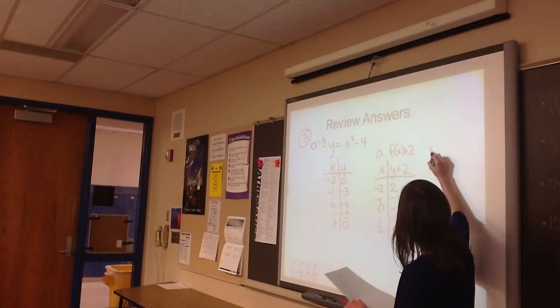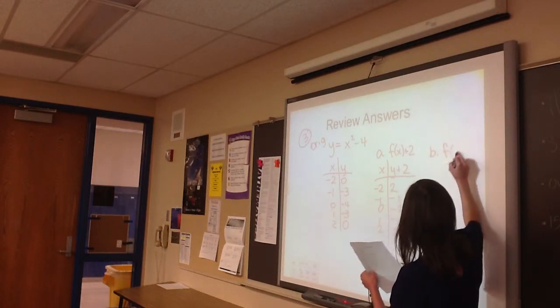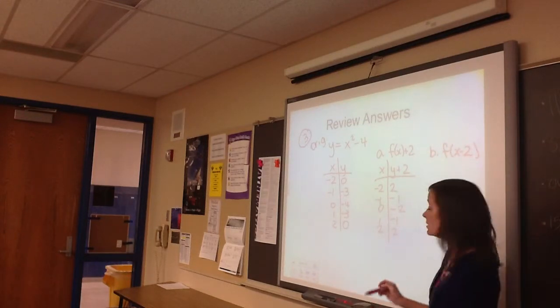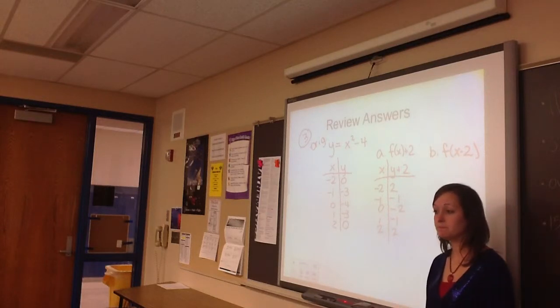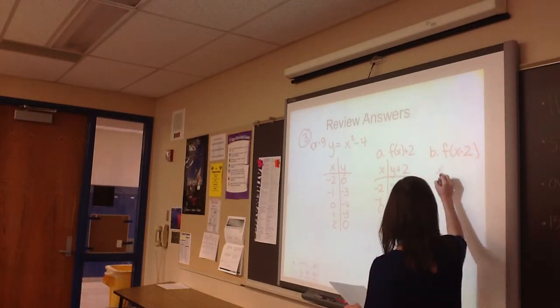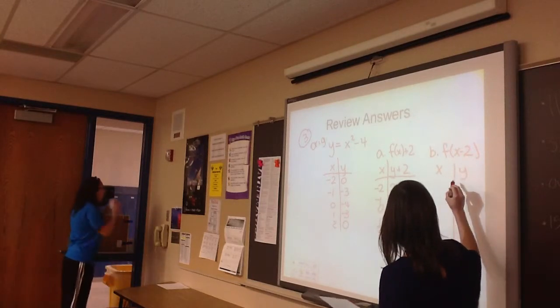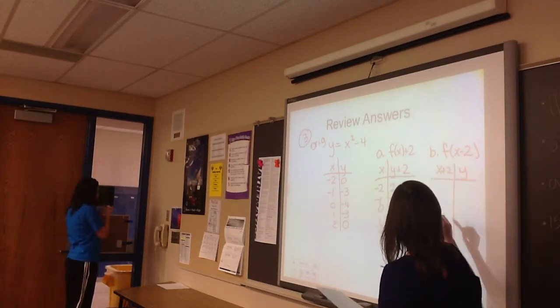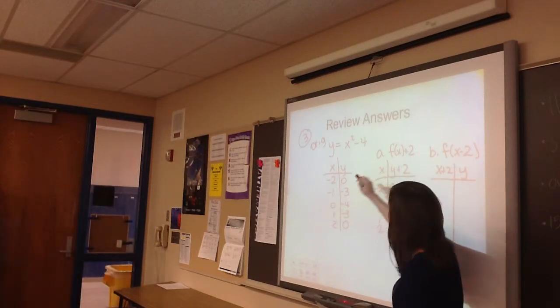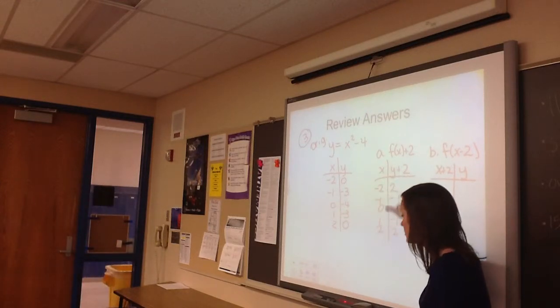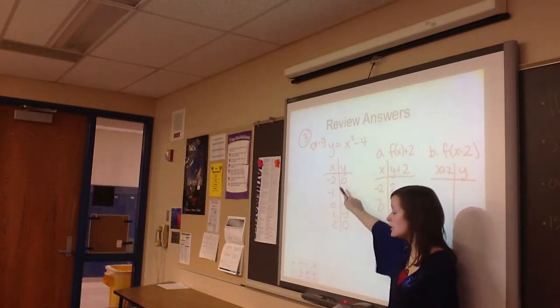For B, we have f of x minus 2. So does that change x or y? Add x, subtract what? Okay. So y, we still have 0, not these new numbers, but we have our original. Always go back to your original.